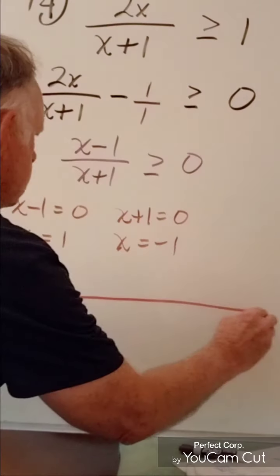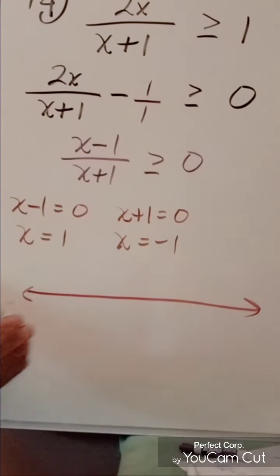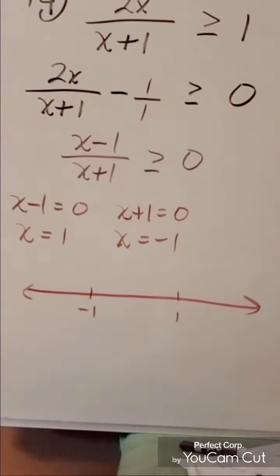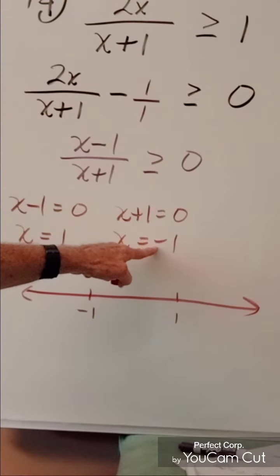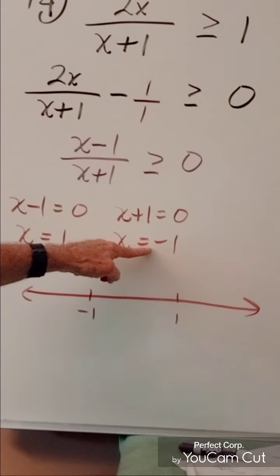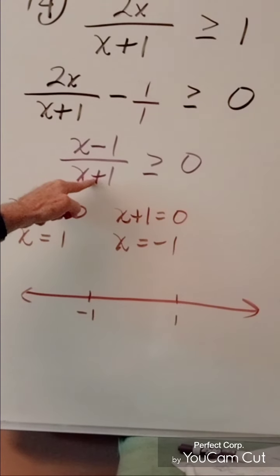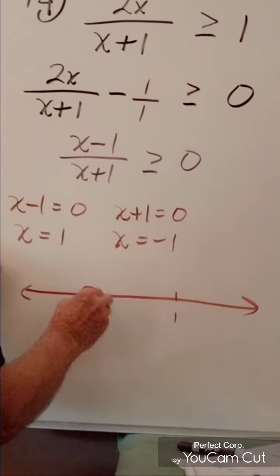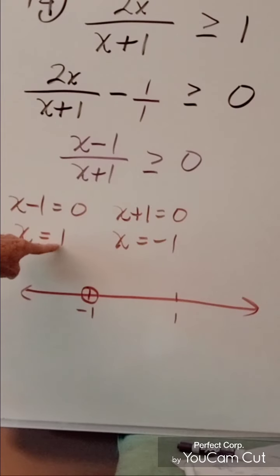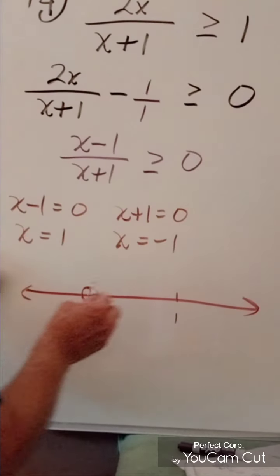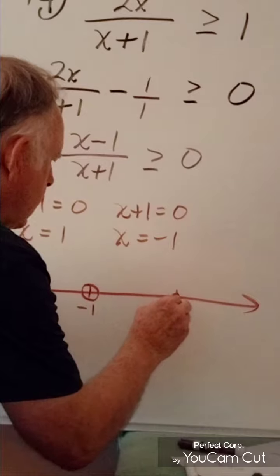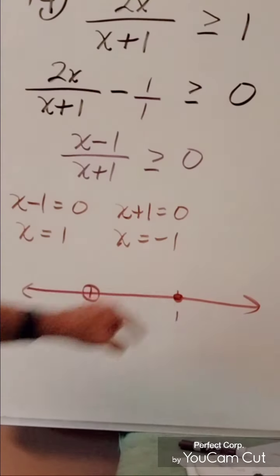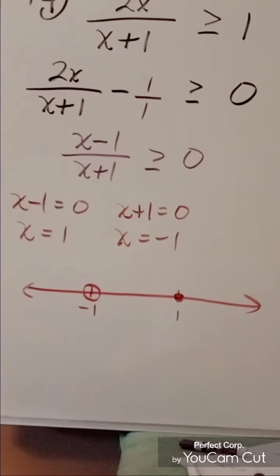Number line. Let's place negative 1 there. And let's place positive 1 there. The negative 1 was the value that makes the fraction undefined. He cannot be negative 1. So he's going to get a circle. However, the x-intercept of x equaling 1, he can be 1. He can be that. He can. The equal sign is attached right there.